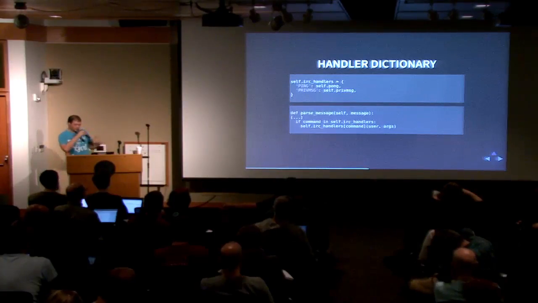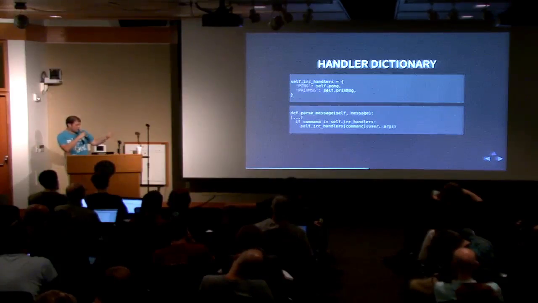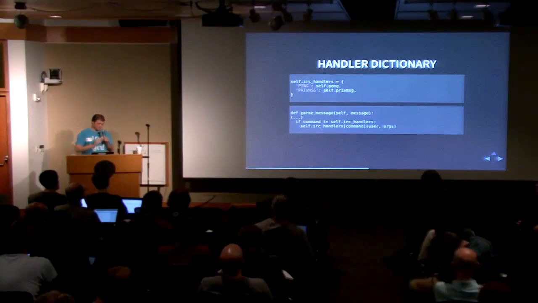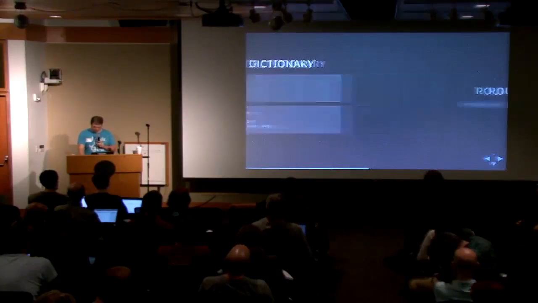We say, okay, now that we've got this command, if that command exists in our handlers, then just call the function straight out of the dictionary, because first-class functions are great. And you'll pass in the user and the arguments that we parsed out in the previous slides.